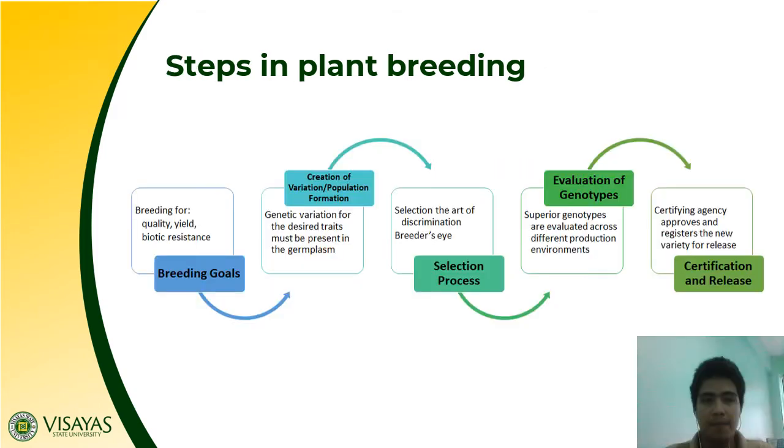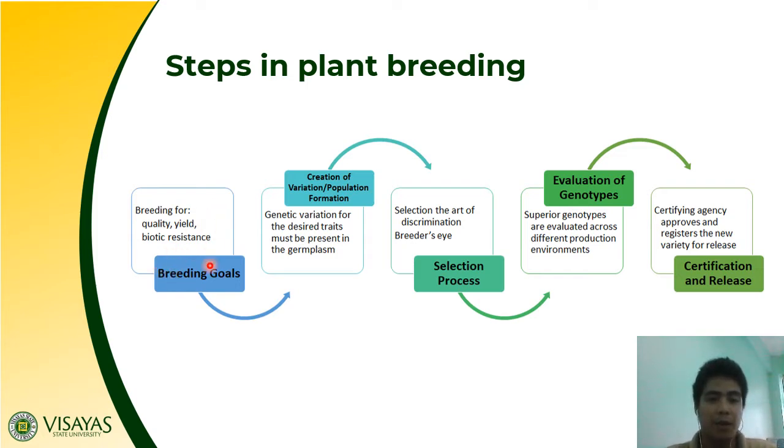So here are the steps in plant breeding. This is the basic, but there could be many modifications. But here we have first, there should be a breeding goal. So your breeding goal must be, let's say for example, you want to breed for higher quality, higher yield, and resistant against biotic or tolerant to abiotic stresses.